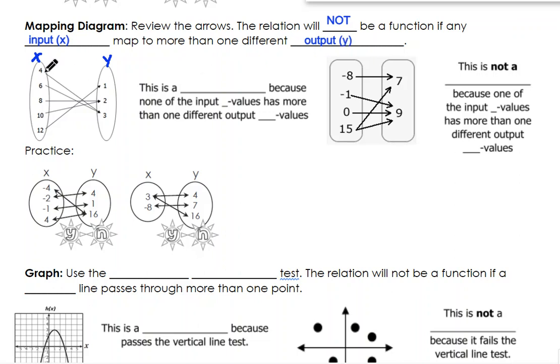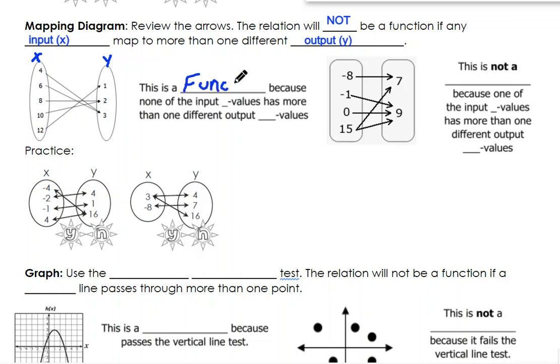So what I mean by mapping is, my x value of 4 here only has one arrow. This arrow is pointing to 3. It only has one match. We're good. 6 only has one match. It's matching with 3. That's cool. 8 only has one match. It's matching with 2. Cool, that works. 10 only matched with 2. That works. 12 only matched with 1. That works. Awesome.